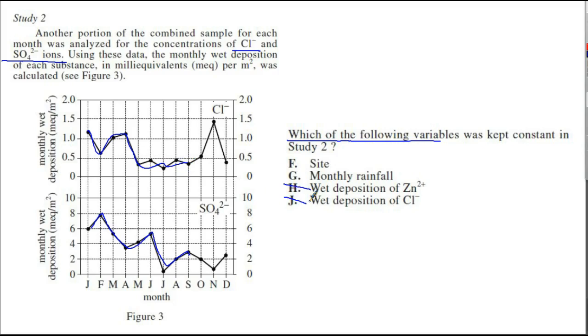Do we have any way to control, right? Constant, keeping something constant means it stays the same. Is there any way to control or keep constant monthly rainfall? No. That's the only thing that we can't. That's what we're measuring. And so the only thing we can keep constant is where we're sampling this, and that would be the site that we're sampling it at.